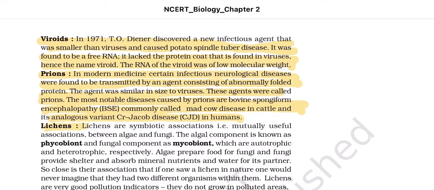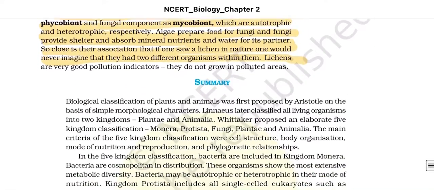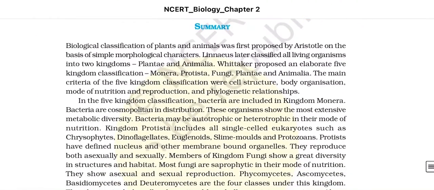Lichens. Lichens are symbiotic associations, that is, mutually useful associations between algae and fungi. The algal component is known as phycobiont and the fungal component as mycobiont, which are autotrophic and heterotrophic respectively. Algae prepare food for fungi, and fungi provide shelter and absorb mineral nutrients and water for its partner. So close is their association that if one saw a lichen in nature, one would never imagine that there were two different organisms within it. Lichens are very good pollution indicators. They do not grow in polluted areas.